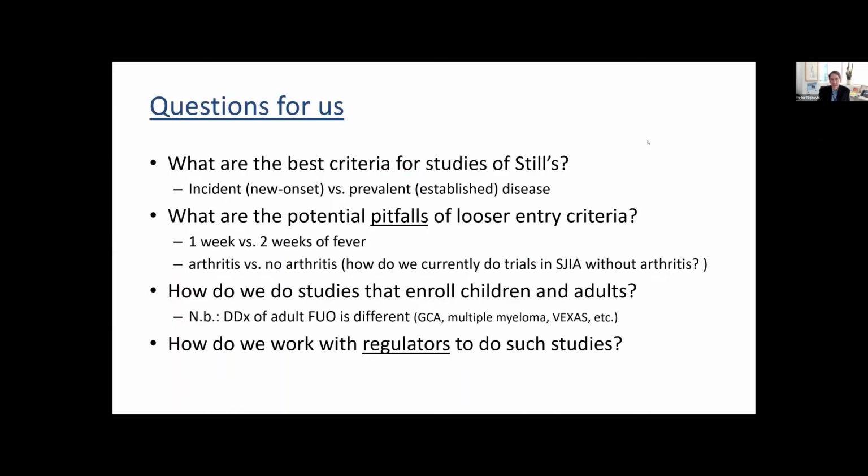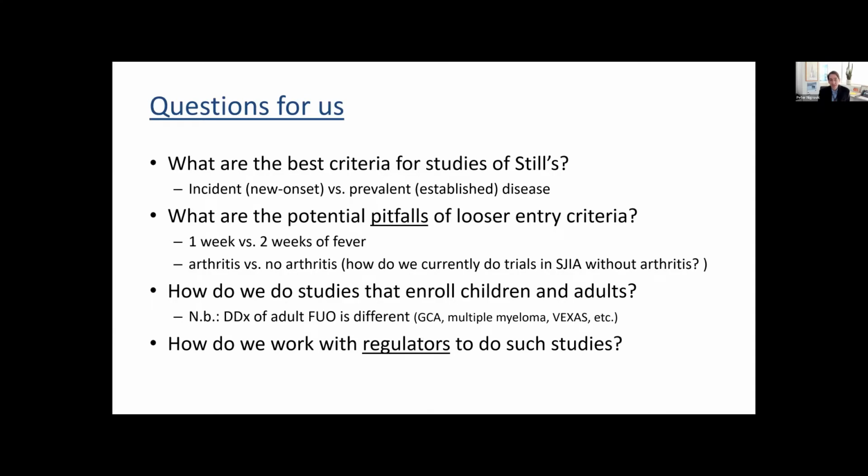So the questions I think we thought we should address, and this is for the panelists to start, and then certainly there are opportunities in the chat to discuss these questions. I defer to Rashmi on this. But so what are the best criteria for studies of Still's? And I think we should be thinking both in terms of new onset disease, what we call incident disease, or prevalent disease, which is established. Diseases have been around for a while, and you can imagine the criteria sets could be different for these.